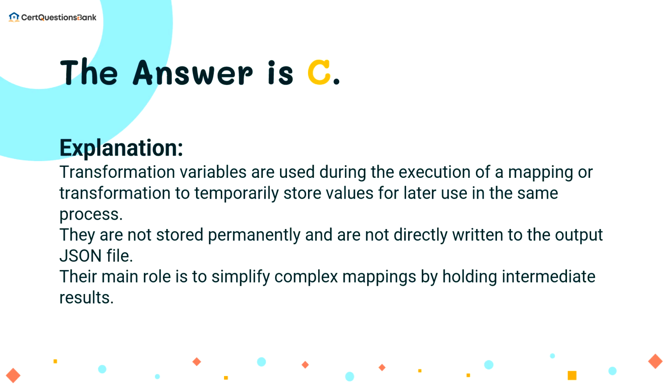Transformation variables are used during the execution of a mapping or transformation to temporarily store values for later use in the same process. They are not stored permanently and are not directly written to the output JSON file. Their main role is to simplify complex mappings by holding intermediate results.